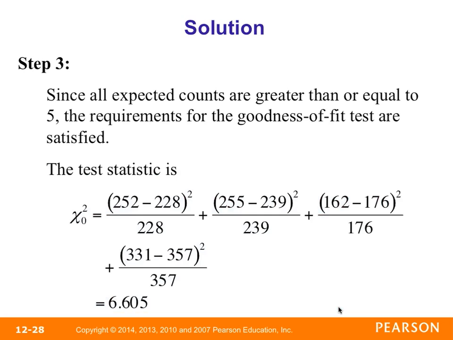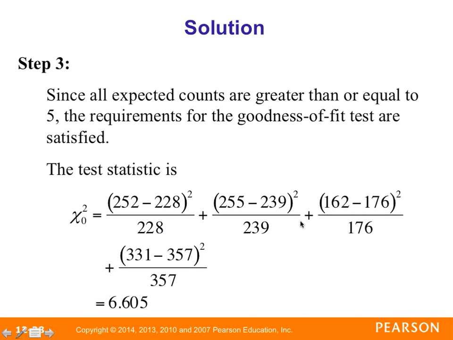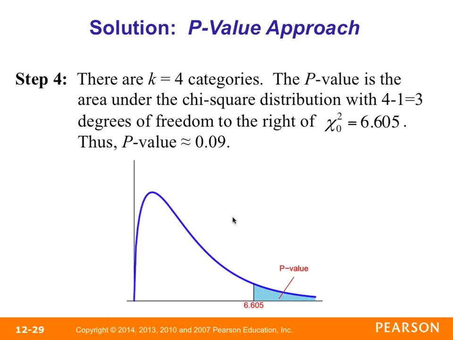So we calculate our test statistic by taking our 252, that's our observed, minus our 228, squaring that, and then dividing by 228. And then we go to the next group, 255 minus 239 squared over 239. And you keep going, you add each of these up. Make sure you're really careful when you're putting these in your calculator. Make sure you have parentheses around your numerators. And you should get 6.605 when you go ahead and plug all of that in.